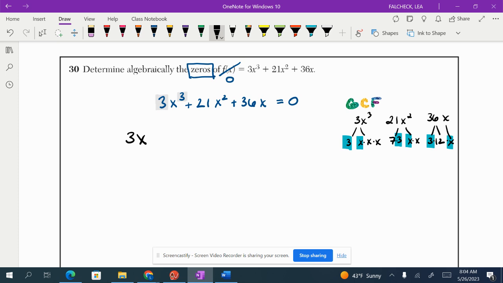So it's going to go outside of the parentheses. In order to get the terms inside of the parentheses, I'm going to have to divide each piece of the trinomial by the GCF. And that's going to get me the pieces inside the parentheses. 3 divided by 3 cancels. X cubed divided by x gives me x squared. 21 divided by 3 gives me 7. X squared divided by x gives me x. 36 divided by 3 gives me 12. X divided by x cancels to 1.